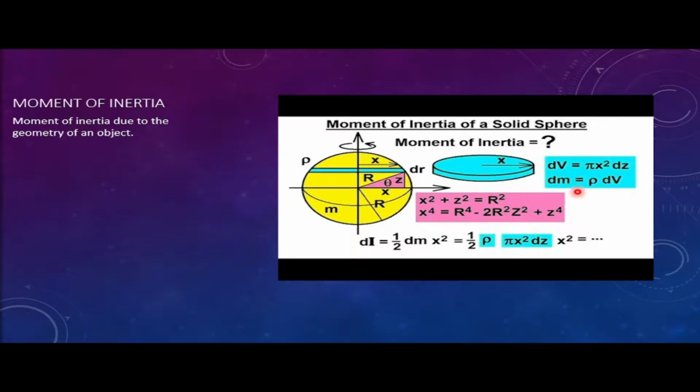So dm is equivalent to rho dV. We are going to substitute pi x squared dz into this formula. And by the way, the moment of inertia of a thin circular disc is dI equivalent to 1/2 dm x squared, so that it is equivalent to 1/2 times the density times dV. So this is rho dV times x squared.